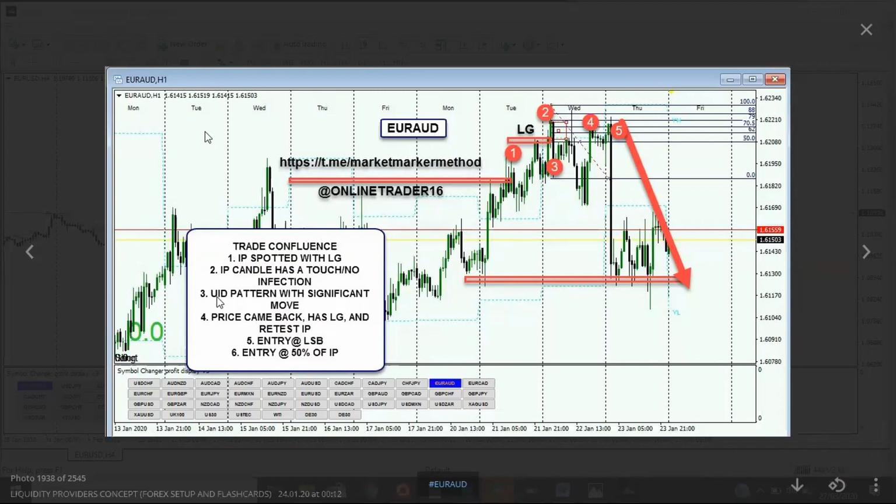Then rule number three, with significant move, you must have a significant move away from that. That shows that when the liquidity is taken, you are not expecting to take a trade immediately. You must wait to see a significant move, and that significant move must break market structure. That's rule number three, right? Then rule number four is price trades back into the IP zone or into the breaker, right? Then rule number five, your target is the next liquidity zones.